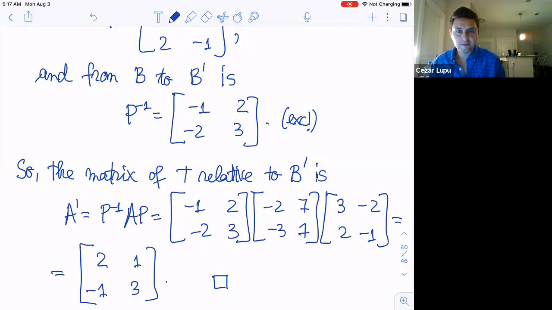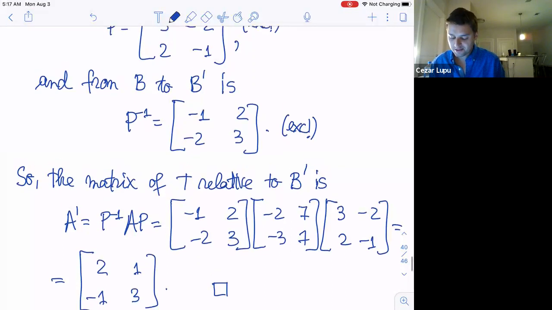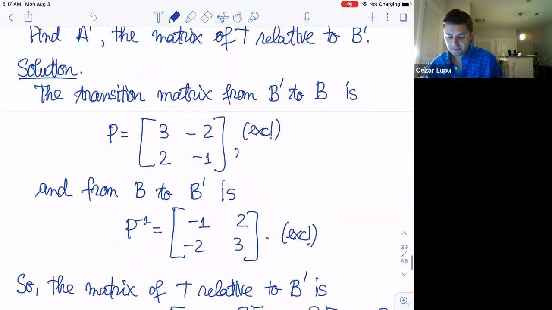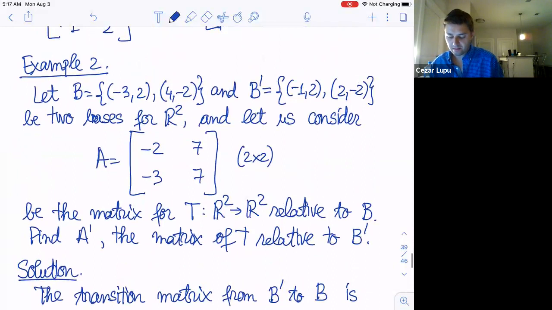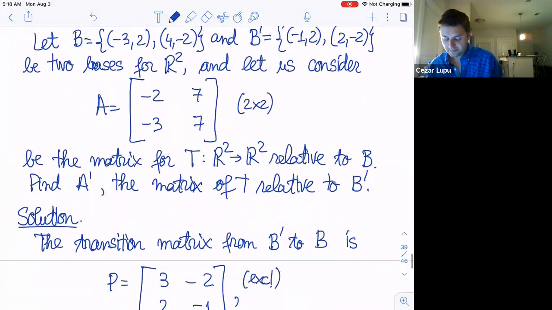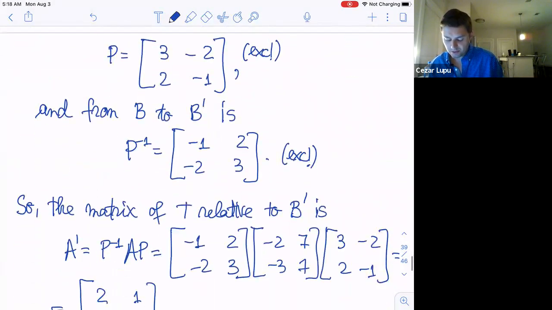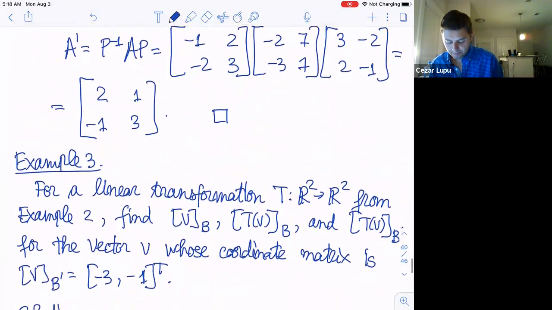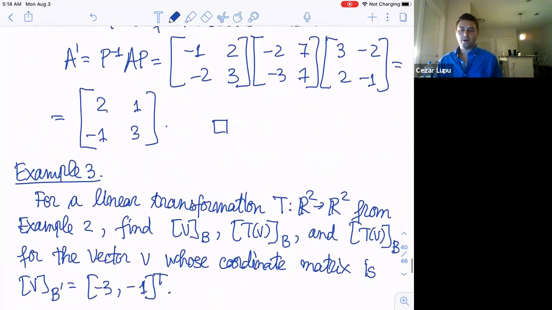And we're done. So you see, again, this was straightforward. The only difference was that the bases were given. I already have given these two bases, B and B prime. So it was pretty straightforward. Now let's see another example, example number 3. And I want you to look at it very, very carefully.